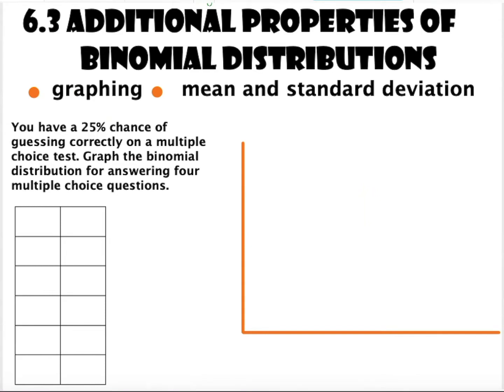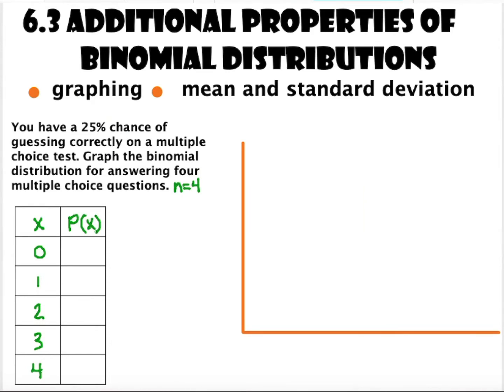You have a 25% chance of guessing correctly on a multiple choice test. Let's graph that entire binomial distribution for answering 4 multiple choice questions. So we're talking about n equals 4. Which means for this discrete random variable, I could get 0 right, or 1, or 2, or 3, or 4. And there is a probability for getting each of those numbers correct.